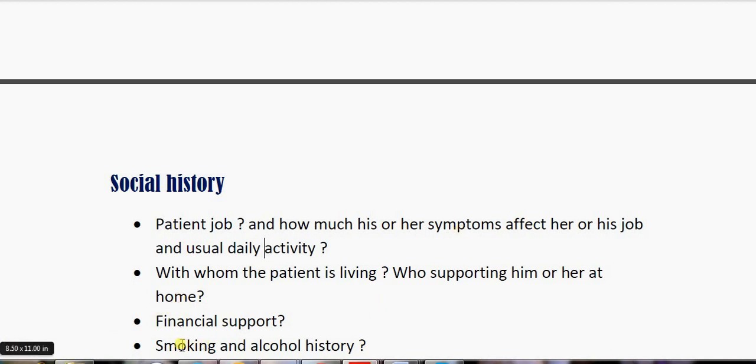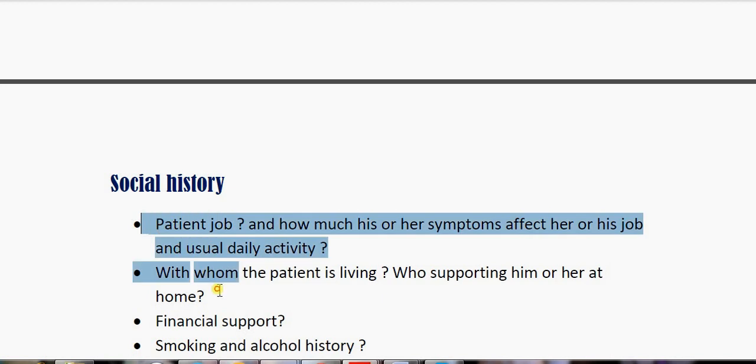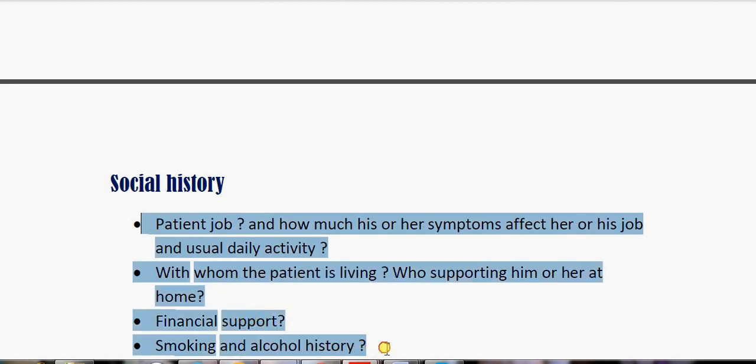Does the patient smoke? And does he drink alcohol? So these 4 questions are very important to be asked in all the cases of communication skills or history or station 5.